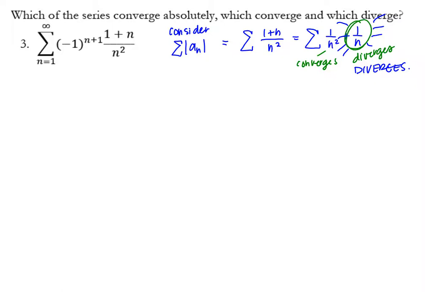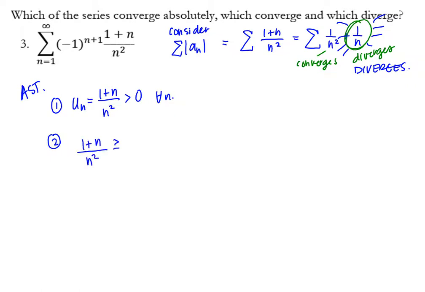If it's not absolutely convergent, then we'll check for conditional convergence by the alternating series test. First, those un terms, the non-alternating terms, 1 plus n over n squared, need to be positive. That's true here for all n. Second, we see as long as they're non-increasing, so 1 plus n over n squared needs to be greater than or equal to 1 plus n plus 1, the next term, over n plus 1 squared.